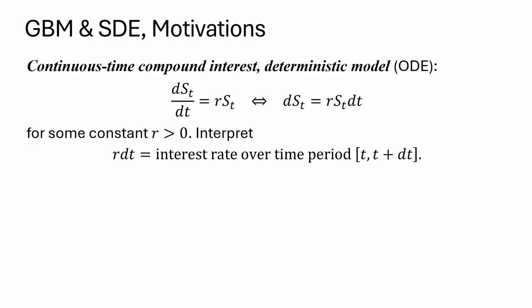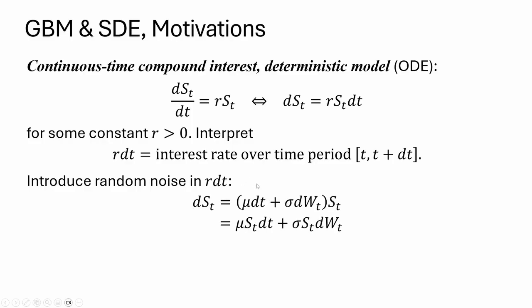A deterministic model is used for modeling zero-risk investments. For modeling assets with volatility, we need to introduce random noise in the interest rate r dt. r dt now has a deterministic component, mu dt, and a random component, sigma dW_t, where dW_t is the increment of Brownian motion, which we covered in episode 1. Here mu and sigma are both positive constants.